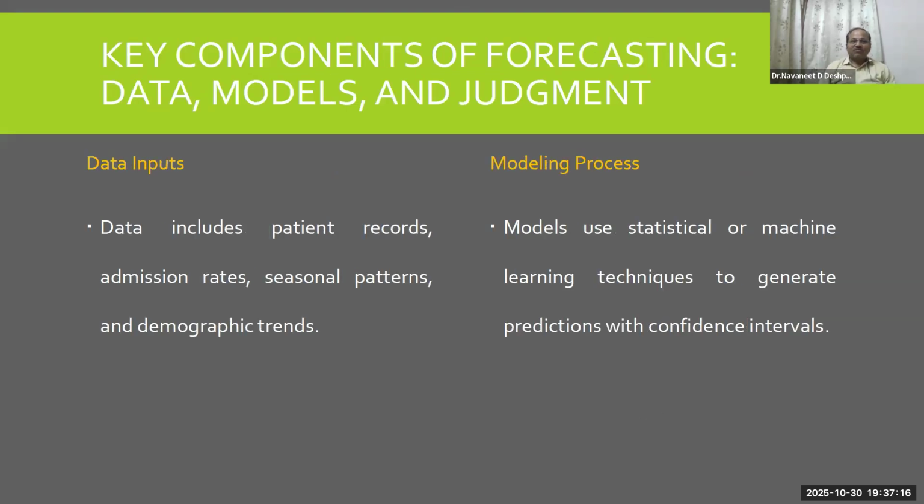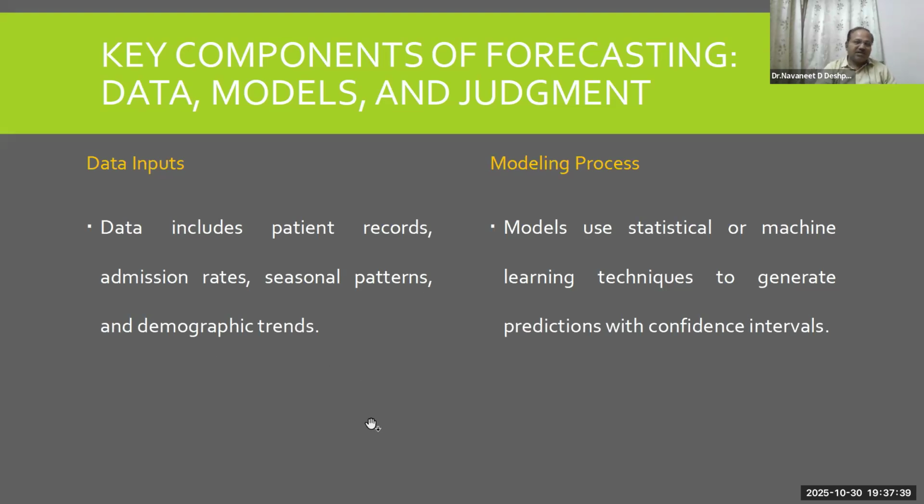So what are the key components of forecasting? First of all, data, and how this data fits into several models, and what kind of judgment the top management has to take in terms of analyzing this data. Data inputs include patient records and how many visits there are, admission rates and readmission rates, also seasonal patterns and demographic trends.